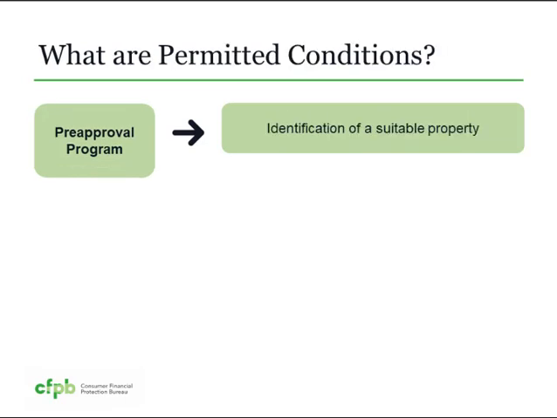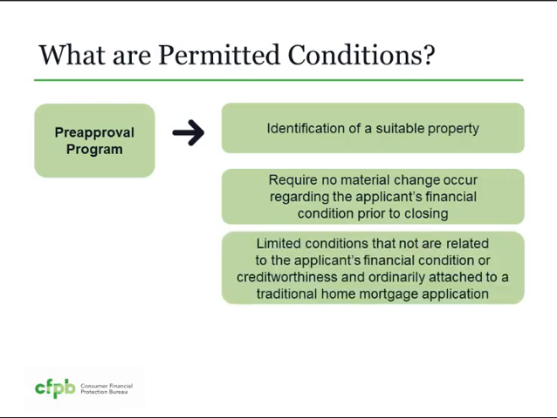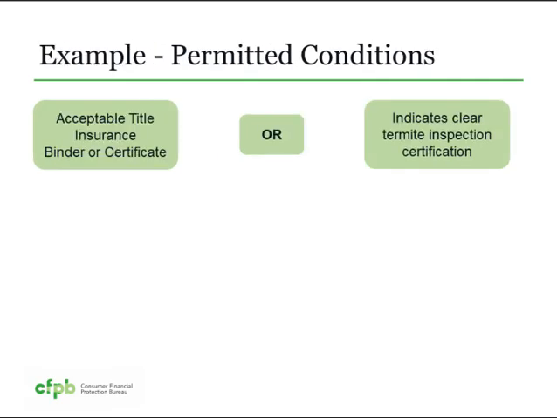The permitted conditions are conditions that require the identification of a suitable property, conditions that require no material change occur regarding the applicant's financial condition or creditworthiness prior to closing, and limited conditions that are not related to the applicant's financial condition or creditworthiness and that financial institutions ordinarily attach to a traditional home mortgage application. For example, the requirement of an acceptable title insurance binder or a certificate indicating a clear termite inspection.